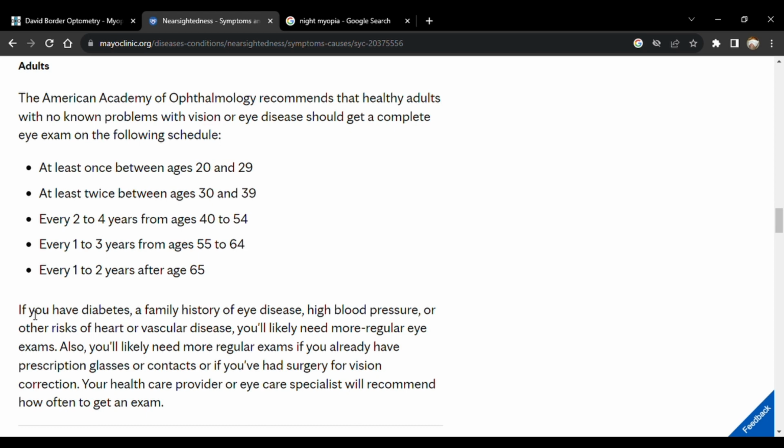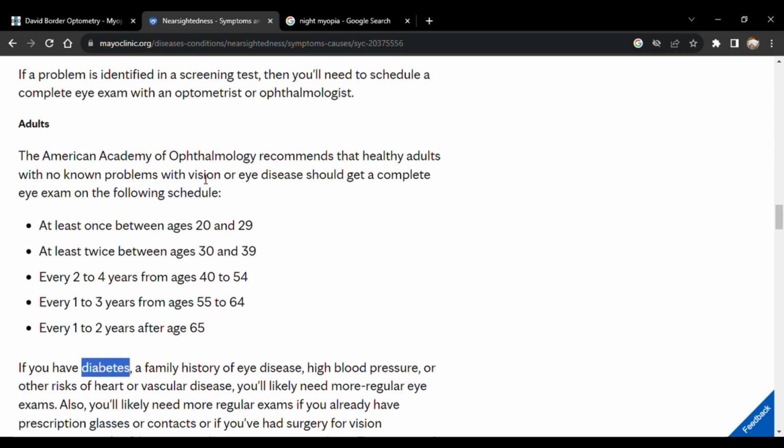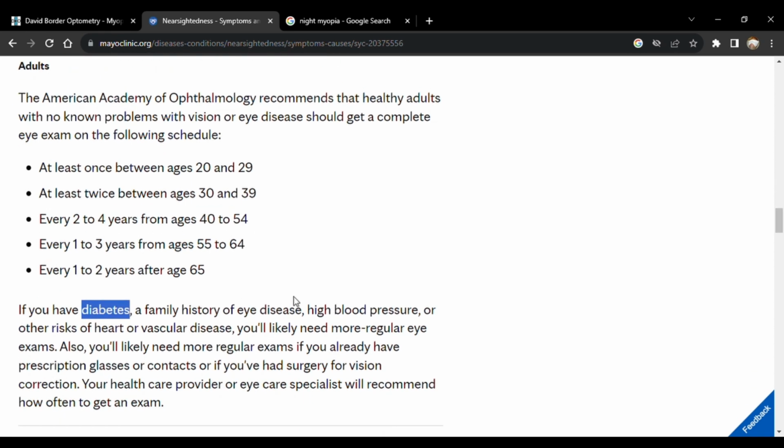Now for patients with diabetes, history of eye disease, glaucoma, high blood pressure, or other heart problems or cardiovascular disease, you're probably going to need to do more regular eye exams. For example, patients with diabetes need a once-a-year eye exam. It doesn't matter how old you are. Depending on what eye disease you have, maybe twice a year or maybe once every couple months.